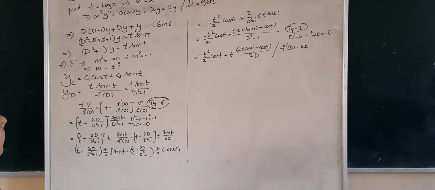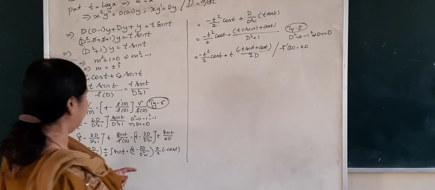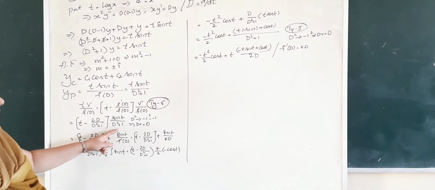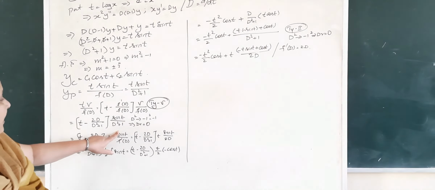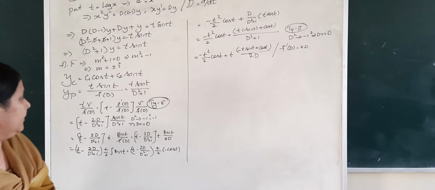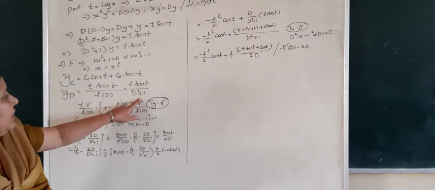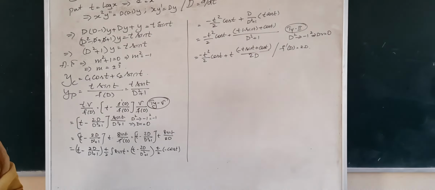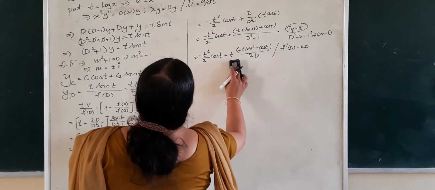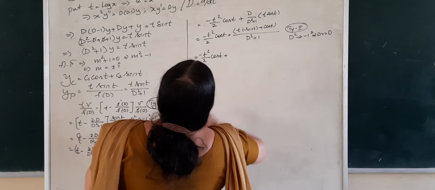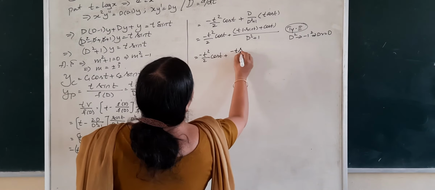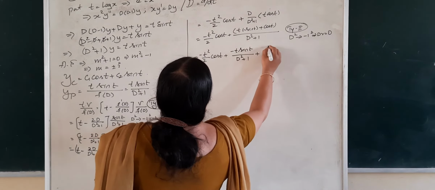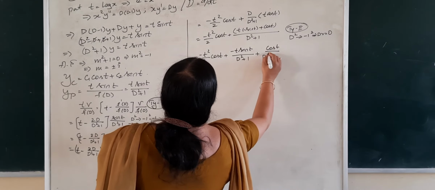Else we can make it much simpler, because we have already found the yp of sin t by d square plus 1, otherwise t sin t. We can write here t sin t by d square plus 1. This entire term can be considered there. So it is going to be the same, which is nothing but our yp. So that makes our things much easier. So minus t sin t by d square plus 1 plus cos t by d square plus 1.